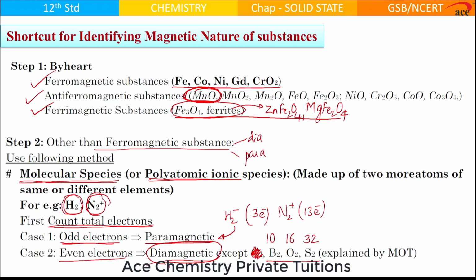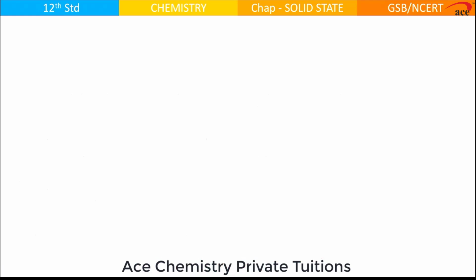But if the total number of electrons is even, like H2O which is 10, then it is diamagnetic. If you see carbon monoxide, made up of 6 plus 8, 14 electrons, then it is diamagnetic, because the total number of electrons is even, and for an even number of electrons to be paramagnetic, there are only 3 examples, which are unusual, explained by molecular orbital theory: B2, O2 and S2.